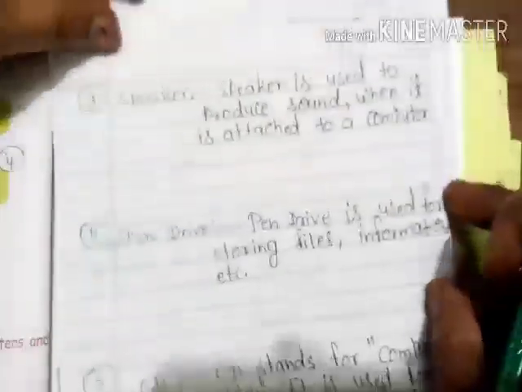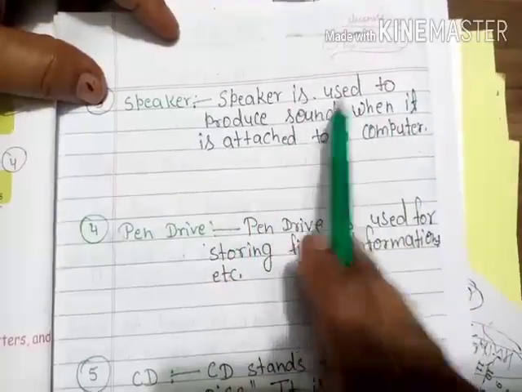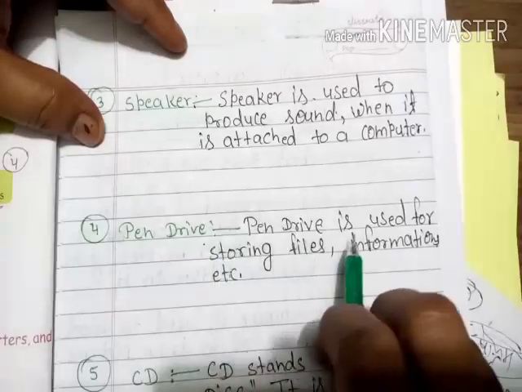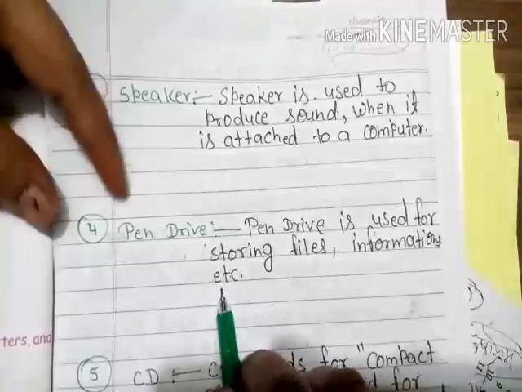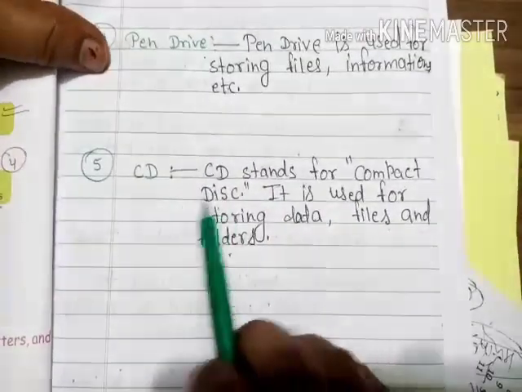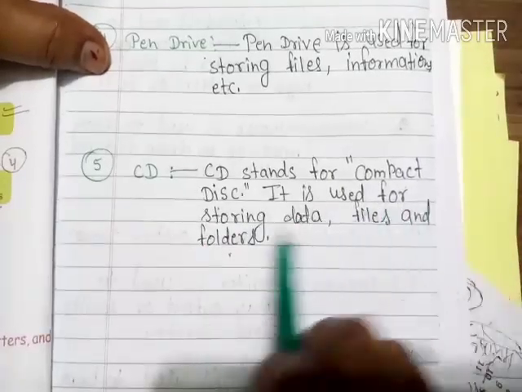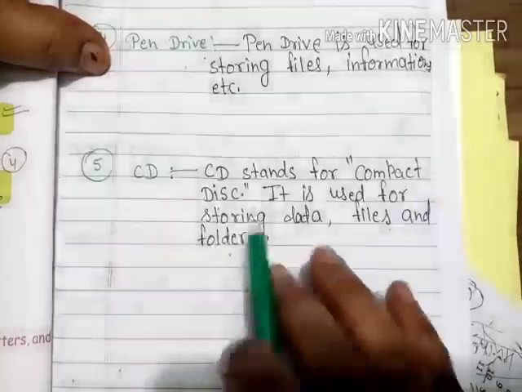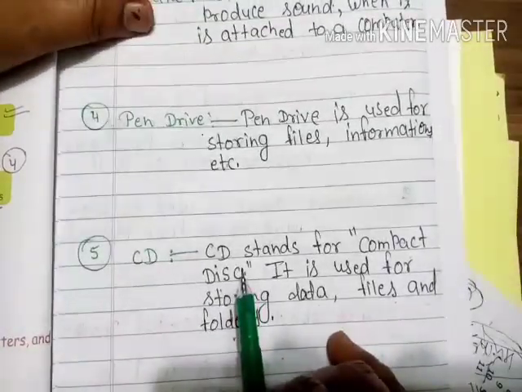Some more devices which we have to learn. Speaker. Speaker is used to produce sound when it is attached to a computer. Pen drive. Pen drive is used for storing files, information, etc. Next one, CD. CD stands for compact disc. It is used for storing data, files and folders. So these are the different questions which you have to learn in this chapter, chapter number 3.